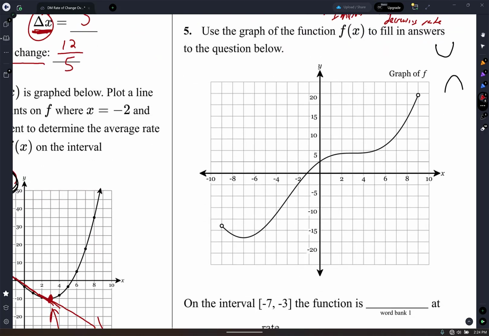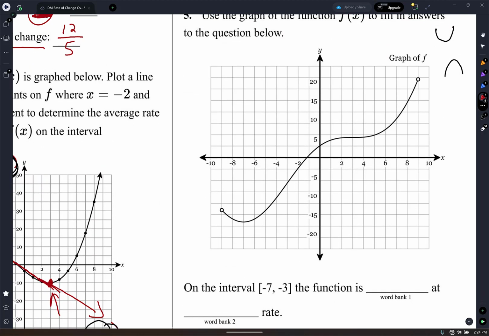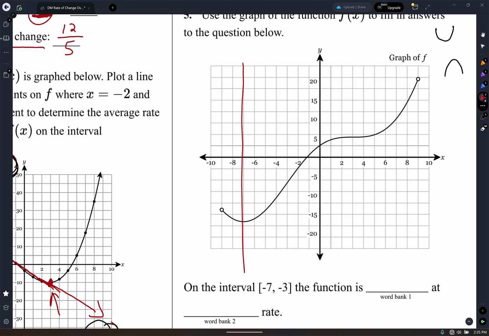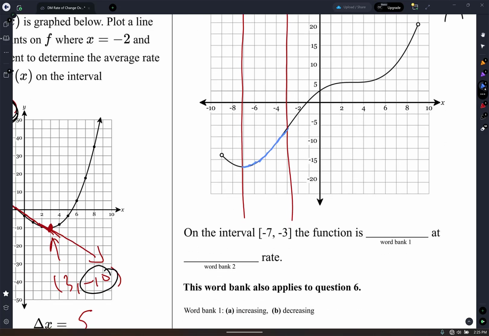All right, let's see what this one wants. Between -7 and -3. So it helps to draw vertical lines. Here's -7. Here's -3. So I'm only looking at this in sky blue. What's happening there? Am I increasing or decreasing?